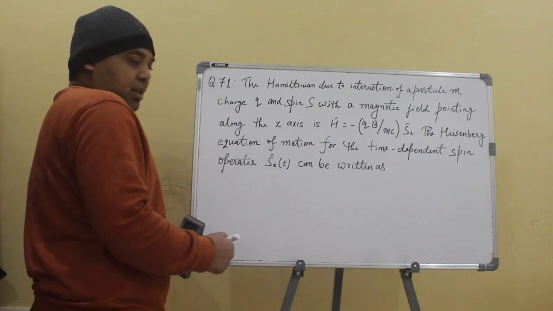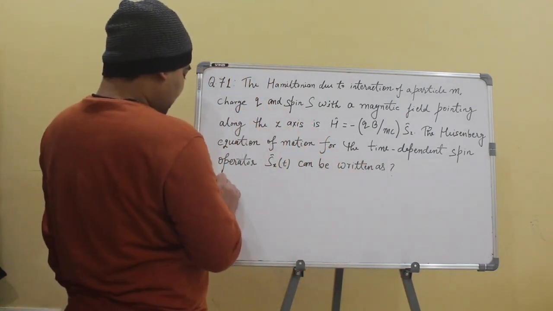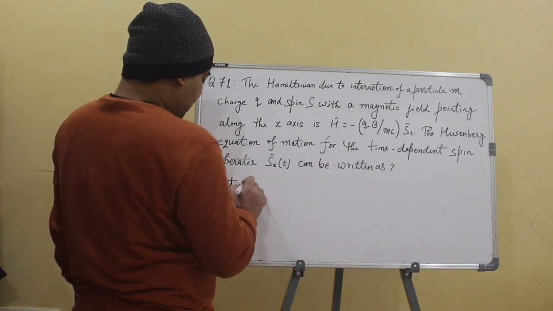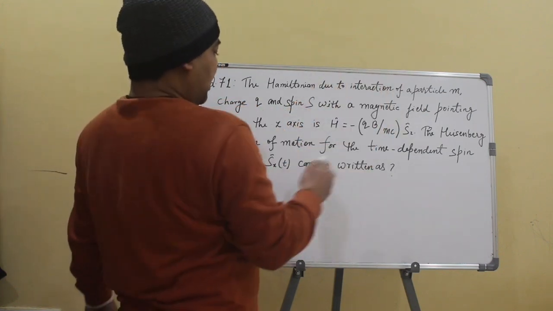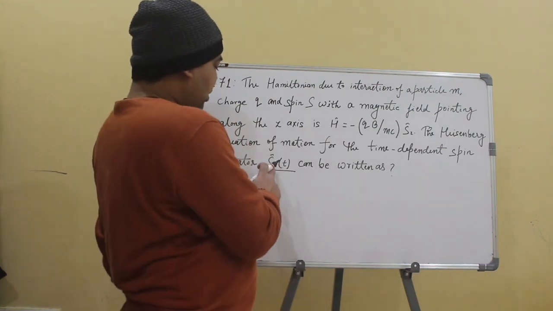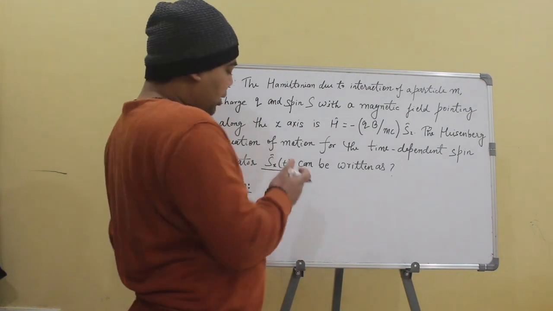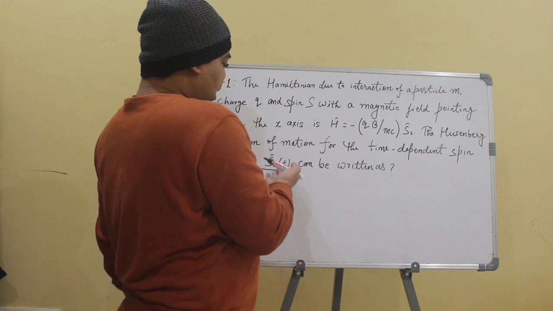So basically it is asked, how it can be written. So let us try to understand this problem. It says that everything is given here, and you have to find the Heisenberg equation of motion for the x component of spin angular momentum and its time evolution, basically how it evolves with time.